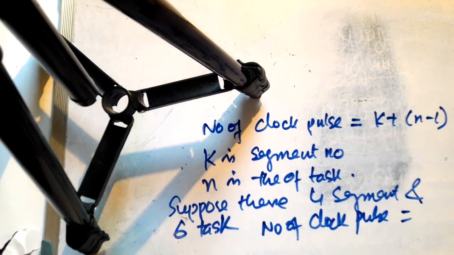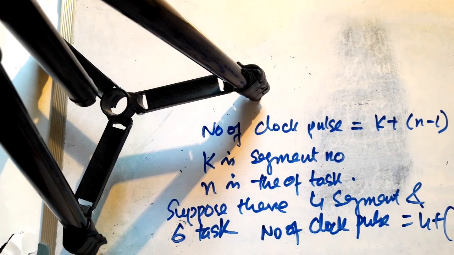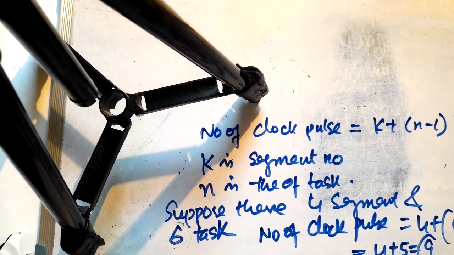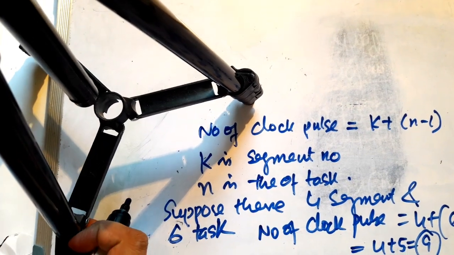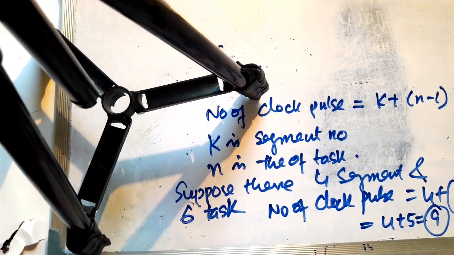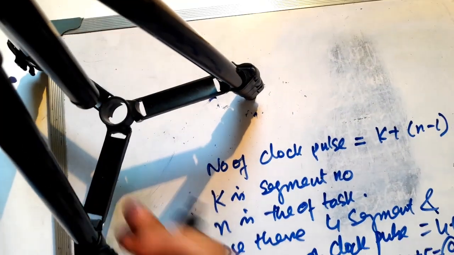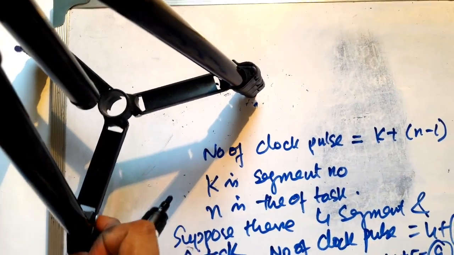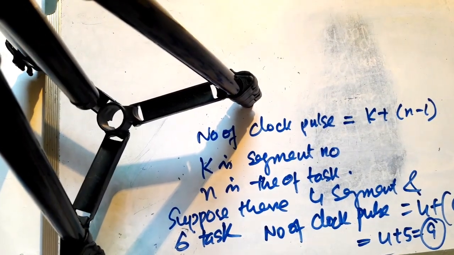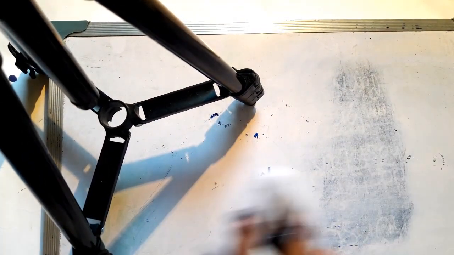If I put the values in the formula, k is 4, n is 6, and minus 1: 4 plus 6 minus 1 equal to 9. We need 9 clock pulses. So before creating the space-time diagram, we have to find out how many clock pulses are required to perform the pipeline of those tasks. So we need 9 clock pulses to perform the tasks of 6 instructions and 4 segments.